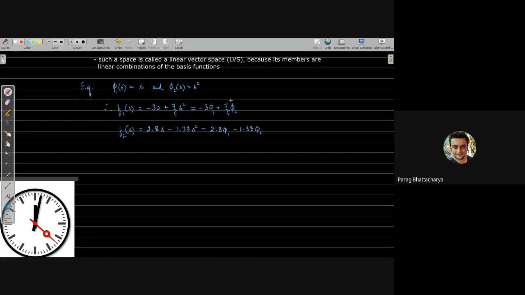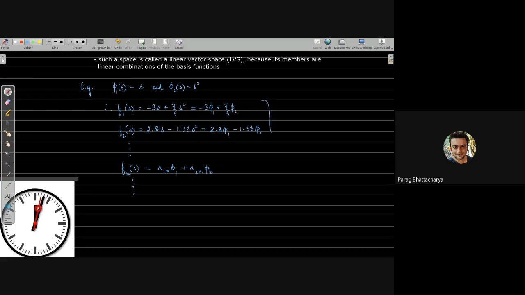This is one linear combination. F1 is a linear combination of phi1 and phi2. F2 is also a linear combination of phi1 and phi2. In a similar way, you could have any such function, lots and lots of functions. So this could be some linear combination, a1n phi1 plus a2n phi2. This is also a linear combination.